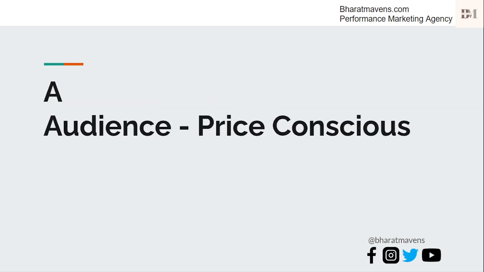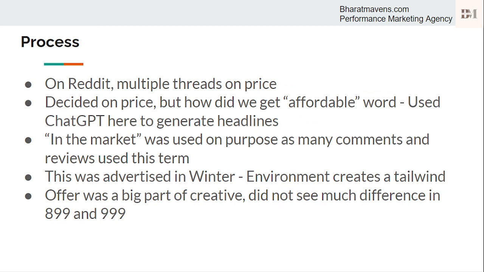And the best thing about this is the offer was a big part of the creative. Though we have mentioned it at the bottom, and affordability as a messaging we have mentioned, the offer was a big part, which did say that. Also, we saw that the product was priced at 899 first, then we raised it to 999, and we did not see much difference. Instead, our AOV increased. Apart from that, we saw no major difference.